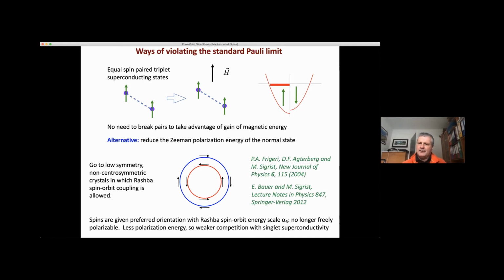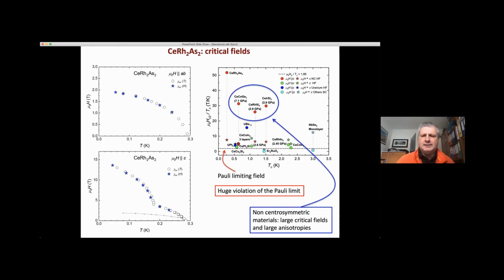And by locking the spin like that, you're reducing its polarizability. So the bigger the Rashba term, the less polarizable the spins are in the normal state. Therefore, the weaker their competition with superconductivity. So there's two mechanisms here. One is an unusual superconducting state, and the other one is an unusual normal state. And what Daniel and colleagues did 15 years ago was to show that the unusual normal state physics was a key player in dictating the critical fields in non-centrosymmetric superconductors. And it turns out that all three of these red players here are non-centrosymmetric.